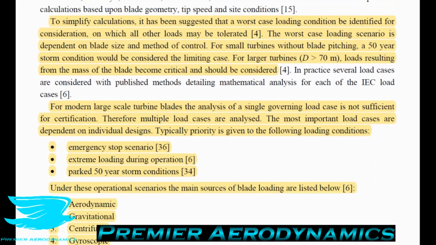They say for modern large-scale turbine blades, the analysis of a single governing load case is not sufficient for certification. Therefore, multiple load cases are analyzed. The most important load cases are dependent on individual designs. Typically, priority is given to the following load conditions. So emergency stop scenario, so when you have to just stop the blades on the spot kind of thing, extreme loadings during operation, and parked 50-year storm conditions. So for small turbines, it was only 50-year storm conditions. Now it's 50-year storm conditions, extreme loads during operation, and emergency stops.